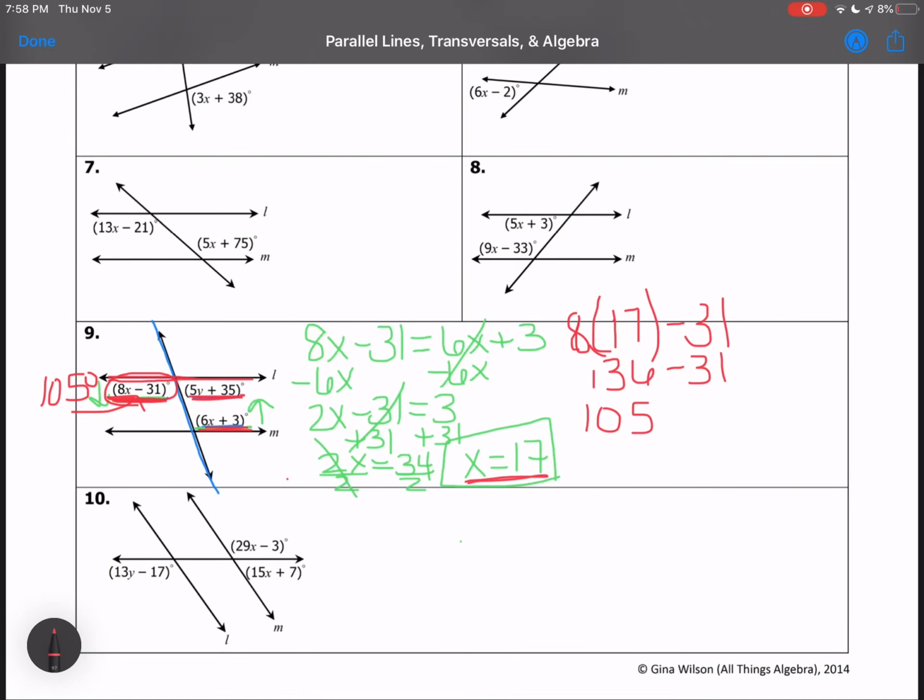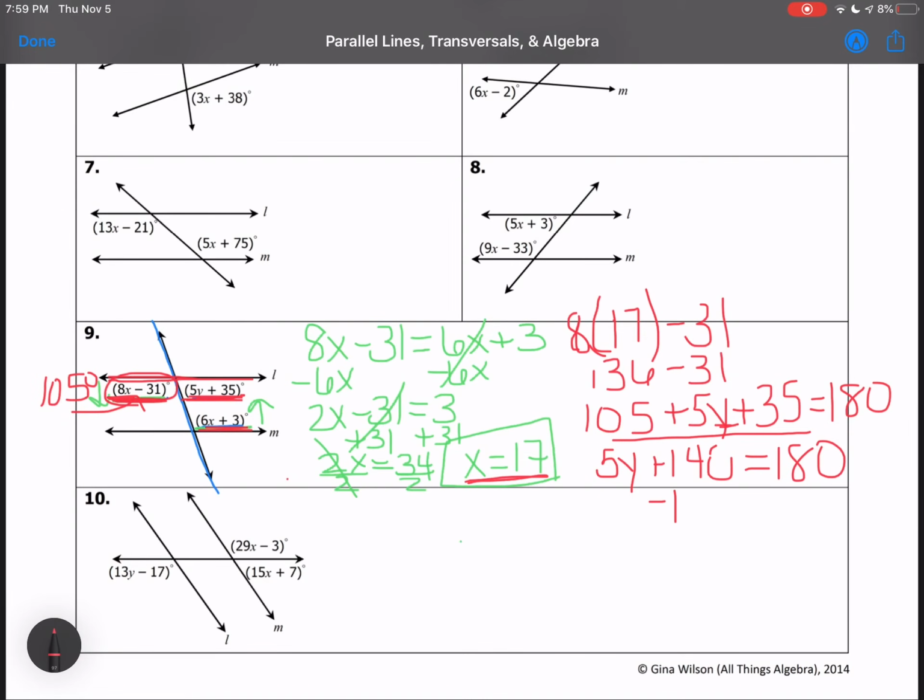So that angle, 105 degrees, plus 5y plus 35 needs to equal 180 degrees. Now we have an algebraic equation that we need to solve because we have one unknown variable. So we're solving for y, we need to isolate that. So first things first, I'm going to combine like terms on the left side of my equal sign. So I have 105 and 35 that I can combine. 5y is going to stay the same, 5y. And then 105 plus 35 gives me plus 140, and that equals 180.